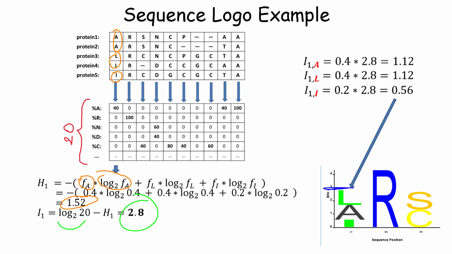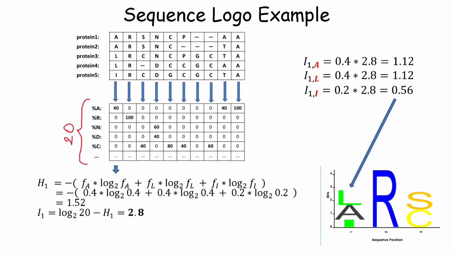We can now calculate the height of the individual letters. The height of A is the frequency of A in that column multiplied by the information level of that column, and we get 1.12 bits. Similarly, we get 1.12 bits for L and 0.56 bits for I. The letters are then stacked on top of each other, ordered by their heights. The tallest residue would be on top.